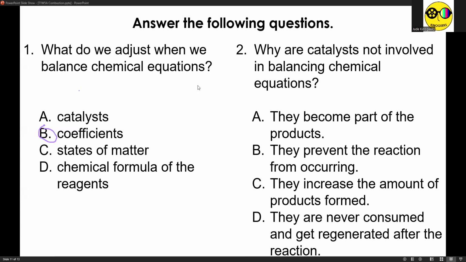Okay? Number two, why are catalysts not involved in balancing chemical equations? The answer here is letter D. That's because they're never consumed and get regenerated after the reaction. The only reagents that we care about in balancing chemical equations are reactants because they disappear, and products because they appear. Catalysts kasi are regenerated, therefore their quantity remains relatively unchanged.